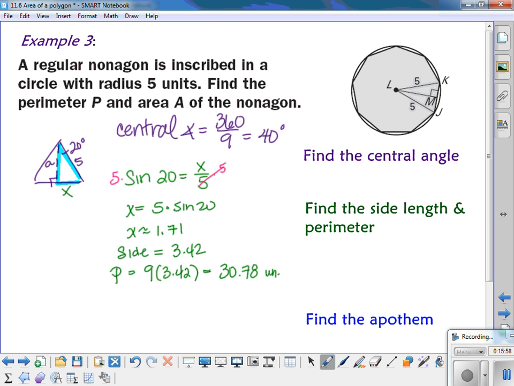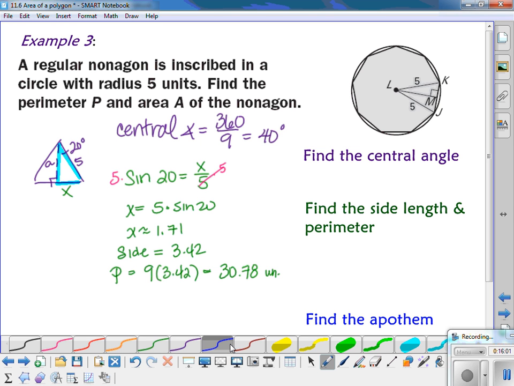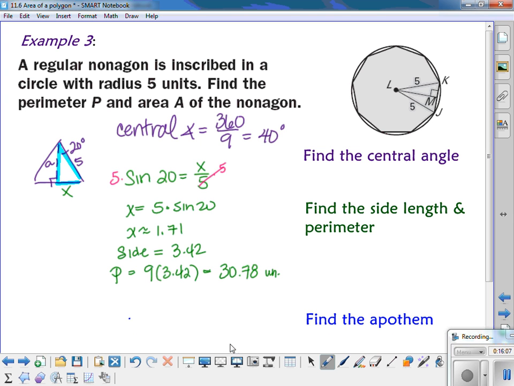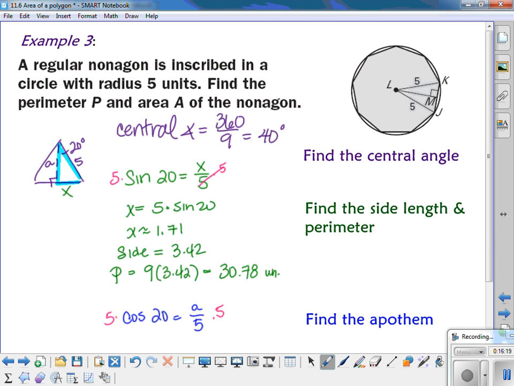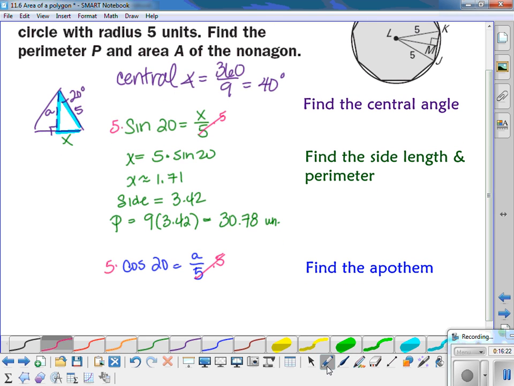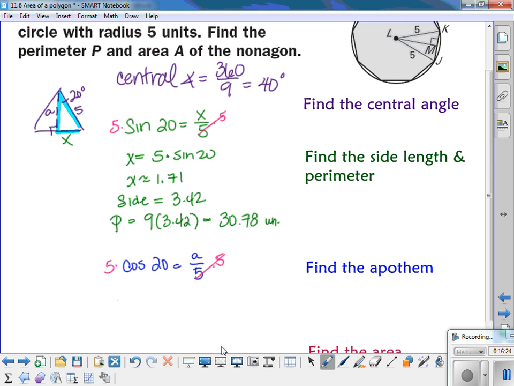All right, now I'm going to find the apothem. Looking at the apothem, it is adjacent, and I have the hypotenuse. For that one, I'm going to use the cosine. So the cosine of 20 is going to be a over 5. And then I multiply both sides by 5 again. And so the apothem is equal to 5 times the cosine of 20. And that comes out to approximately 4.70 units.